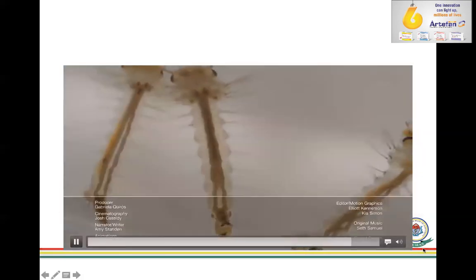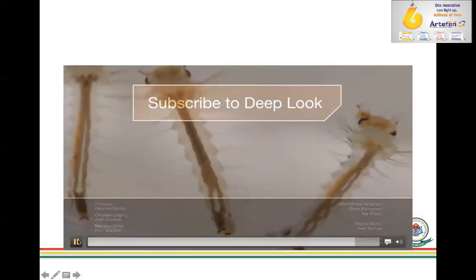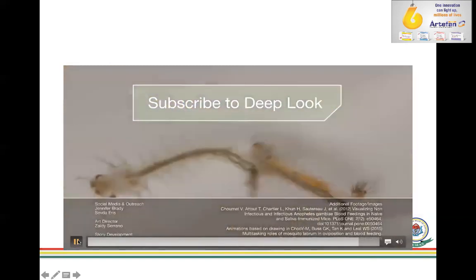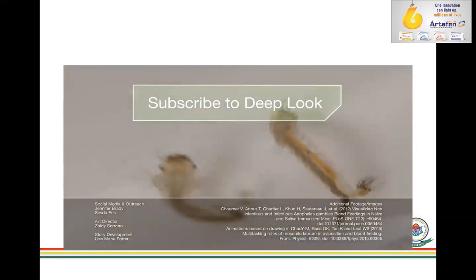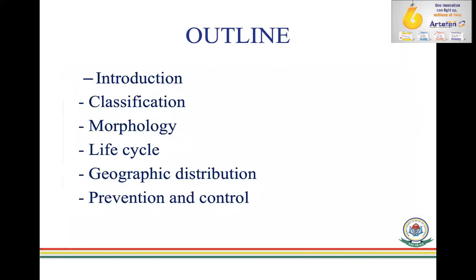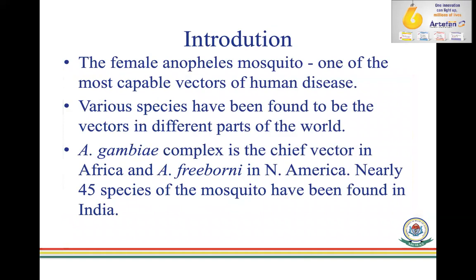Good, you're still there. These are the larvae of Culex pipiens, also known as the common house mosquito. From this context, you can appreciate that the parasites within the mosquitoes get across through very complex mechanisms. As an outline, we'll have an introduction, classification, morphology, life cycle, and geographical distribution of the different species of mosquitoes which are vectors for malaria.